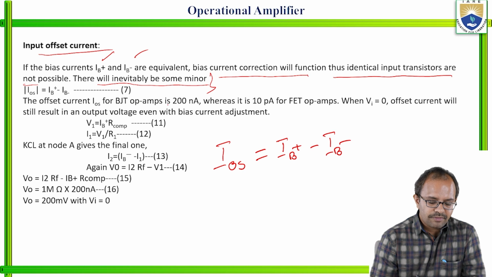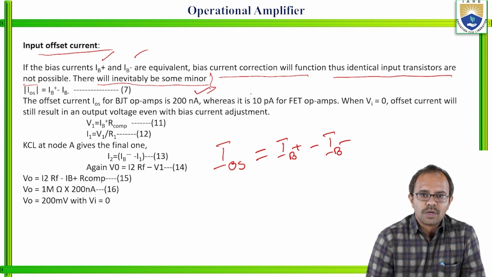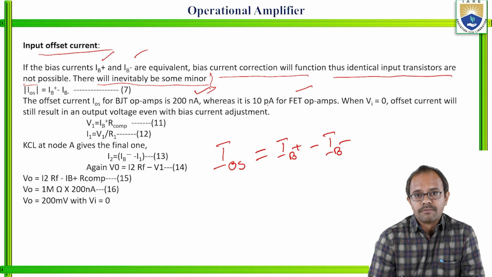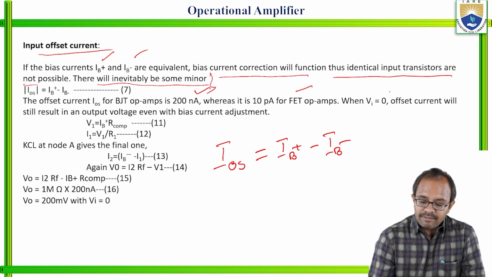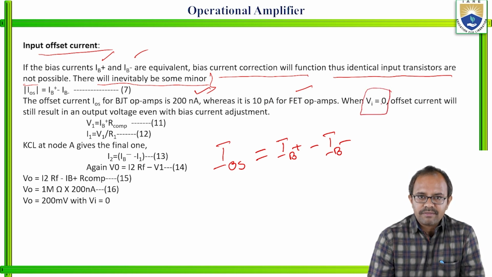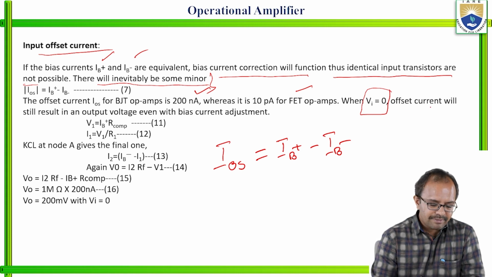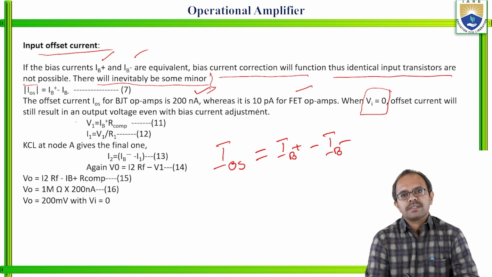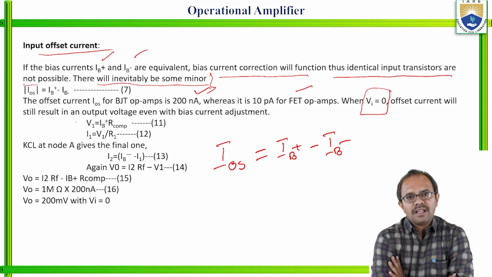The current IOS for BJT is generally stated as 200 nanoamperes, some general approximate value, whereas for FET it is going to be 10 picoamperes, very small in fact. So for transistor it is nanoamperes and for FET it is picoamperes. When VA equal to 0, offset current will still result in an input voltage even with bias current adjustments. Offset current will still be available.